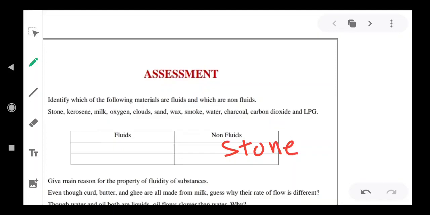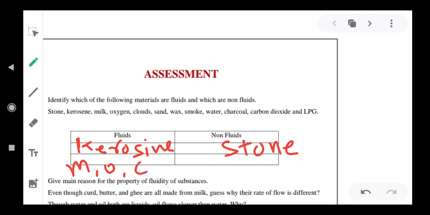Next one, kerosene. Kerosene is a liquid, we know that, so this is a fluid. So in fluids we write kerosene. Next one, milk. Milk is also a liquid, so it is also a fluid. Next, oxygen. Oxygen is a gas that flows very easily, so here we write it. Clouds. What are clouds? Clouds are nothing but water, that is steam, so that also flows easily.